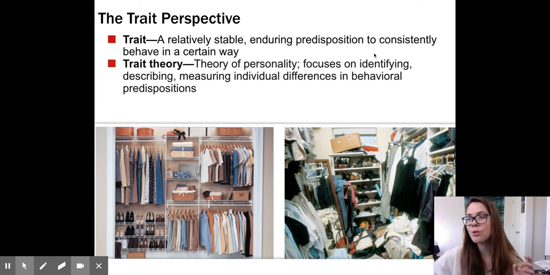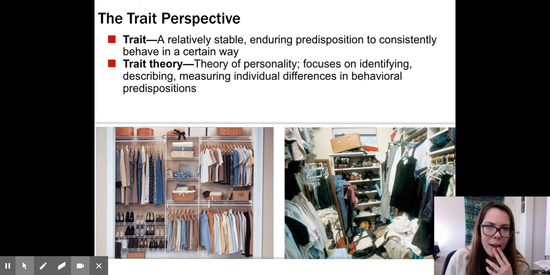So that leads us to trait theory. The trait theory of personality focuses on identifying, describing, and measuring individual differences in behavioral predispositions. Okay, so I'm going to say that again. It focuses on identifying, describing, and measuring individual differences in behavioral predispositions. So these are traits that can accompany our personality, but we see them through behaviors, right?